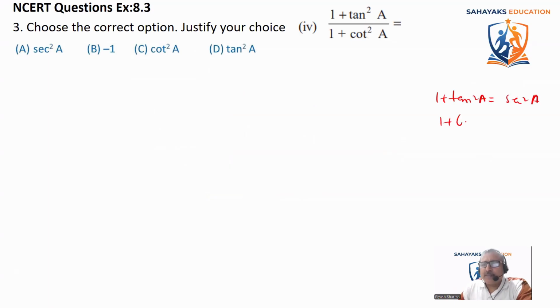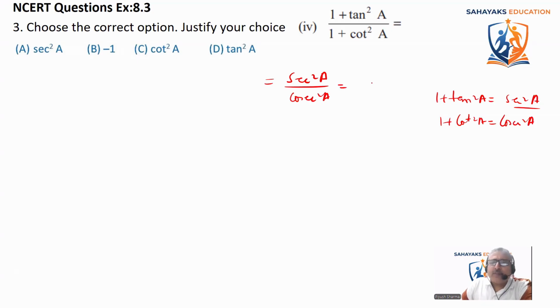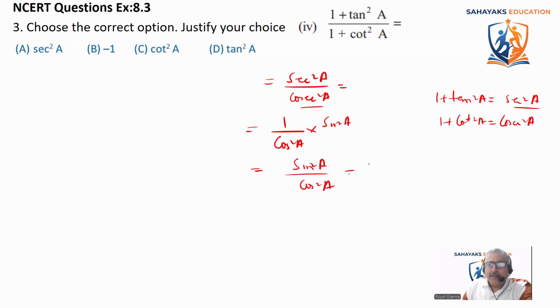And we know that 1 plus cot square A is equal to cosec square A. So let's put the values. So it becomes sec square A divided by cosec square A. Sec square A, I can write as 1 by cos square A, and cosec square A, I can write as 1 by sine square A. So sine square A will go up. So the answer will be sine square A divided by cos square A. That comes out to be tan square A. That is the answer. So this is the right choice.